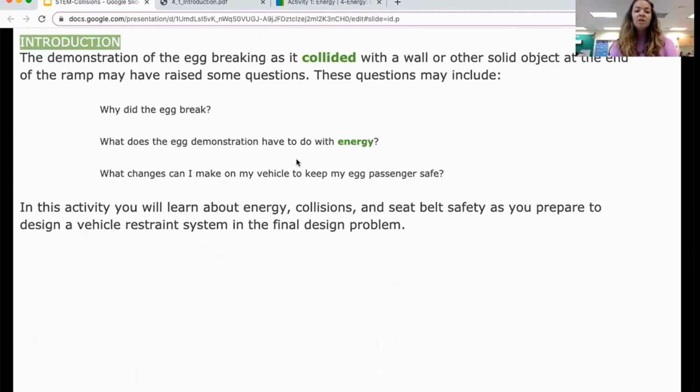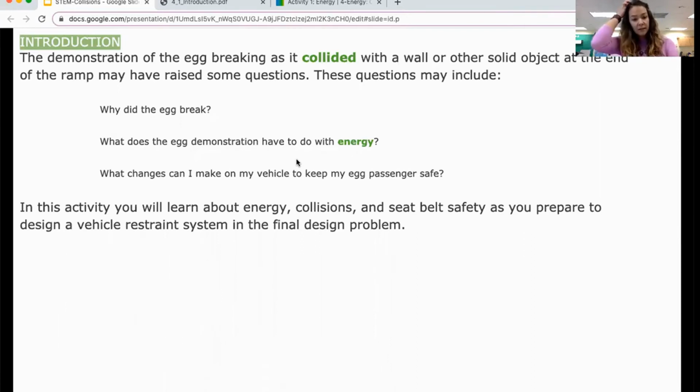And what changes can I make on my vehicle to keep my little egg safe? So if you made a vehicle similar to mine, what could you do differently as an engineer to protect that egg? So in the end, when it rolls down the ramp, it doesn't break. That's the ultimate goal here.